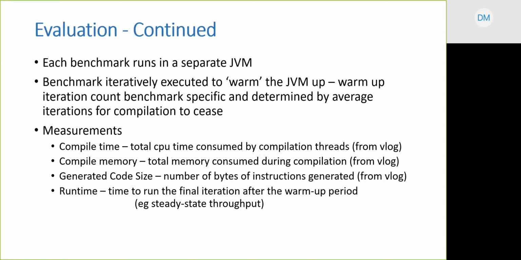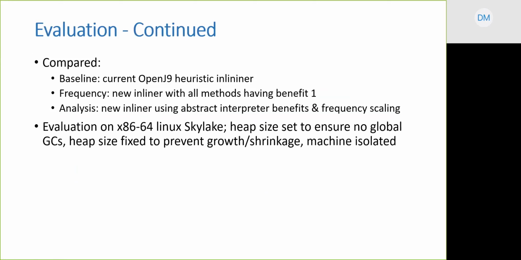So there were 3 configurations in this evaluation. There was a baseline, which is the current OpenJ9 heuristic inliner, the multi-target inliner. Then what's labeled as frequency, which is this new inliner algorithm that we have where all of the benefits are set to 1, and that's basically just inlining based on frequency. And then there's the analysis, which is the new inliner that uses both the frequency scaling and the abstract interpretation. So we're adding the cost of the abstract interpretation in the hope that it will do something good.